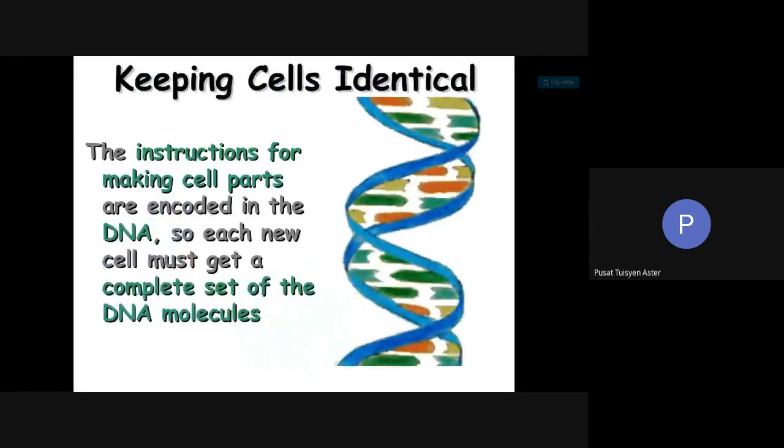Cells are identical. So the instructions for making cells are encoded in the DNA, right? Each new cell must get a complete set of DNA molecules so that they can replicate and grow, so that if your body cells are damaged, they can repair, macam tu lah. So the instructions are needed and encoded in the DNA. So all of these complete new cells have these DNA molecules.